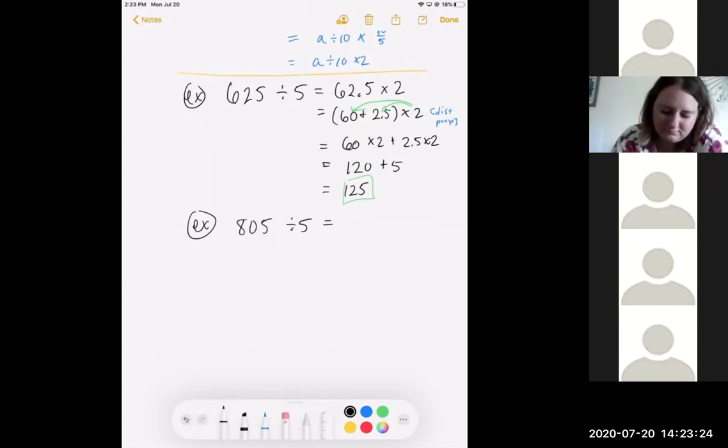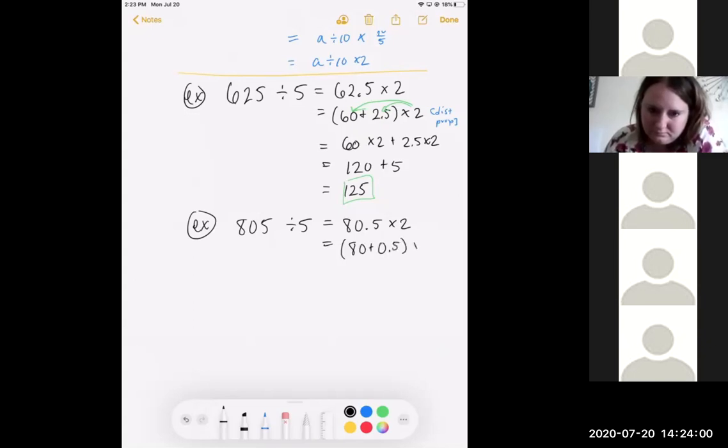Now we're going to do it where we divide by 10 and then double it. So what would be the answer to this one? 80.5 times 2. Okay, so we divide by 10. And then what's 80.5 times 2? So, let's see, 80 and 80 is 160, 161, right? You broke up the 80.5 into 80 plus 0.5, or 5/10.